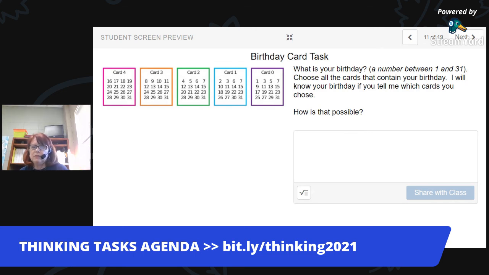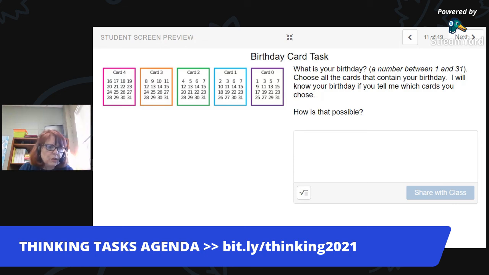Now, here's a non-curricular task that I found, and I've actually given you the resource so that you can go back and use it if you want to. It's called the birthday card task or the magic birthday trick, or there's several names for it. Basically, if I ask you, what is your birthday? And you give me a number between 1 and 31, because there's 31 days in any month, or less, choose all the cards that contain your birthday. So my birthday is January 13th, which is coming up next week. And I would choose the cards that have the 13.